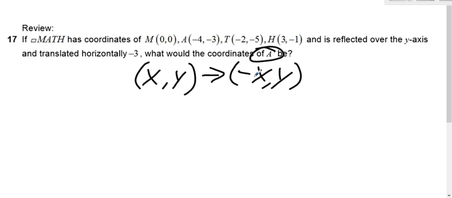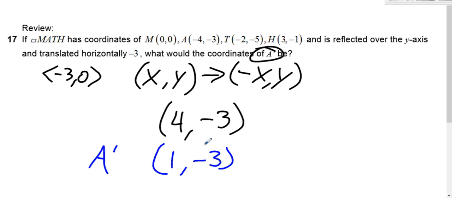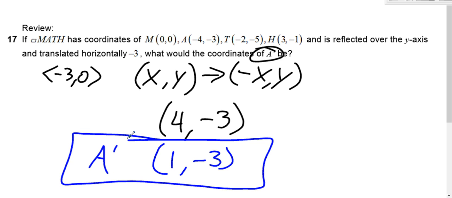The x-coordinate changes from, in this case, negative to positive. So the new coordinates would be 4, negative 3. But then you translate it horizontally, negative 3. Horizontally is on the x. You could say that's negative 3, 0 if you want to write it as a vector. So that means you subtract 3 and then you add nothing. So subtract 3, you get 1. Add nothing to that, it stays negative 3. So there's the coordinates for A prime. Perform the reflection and then the translation.